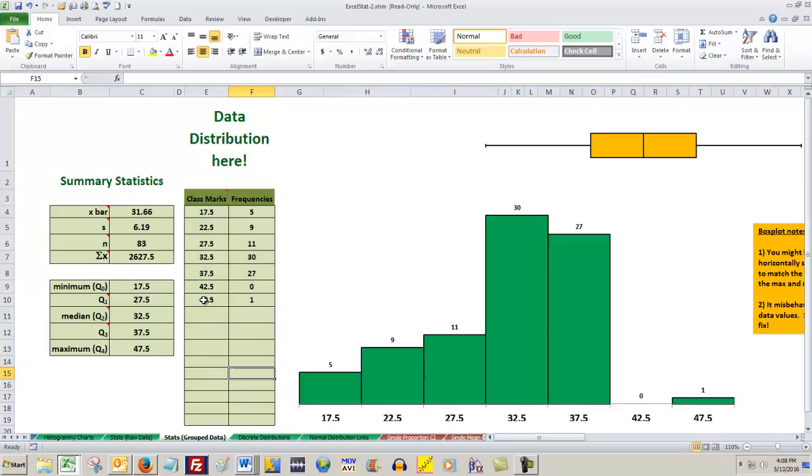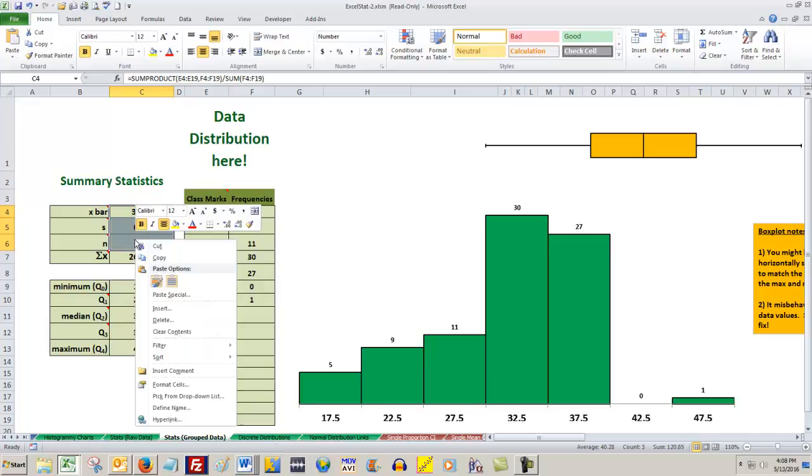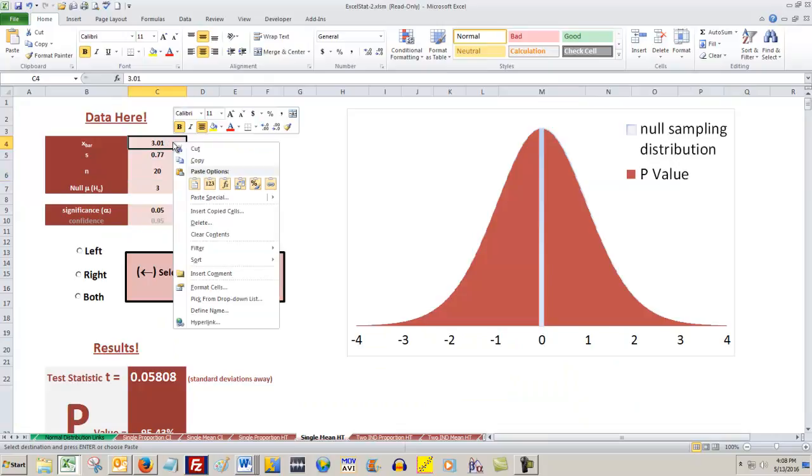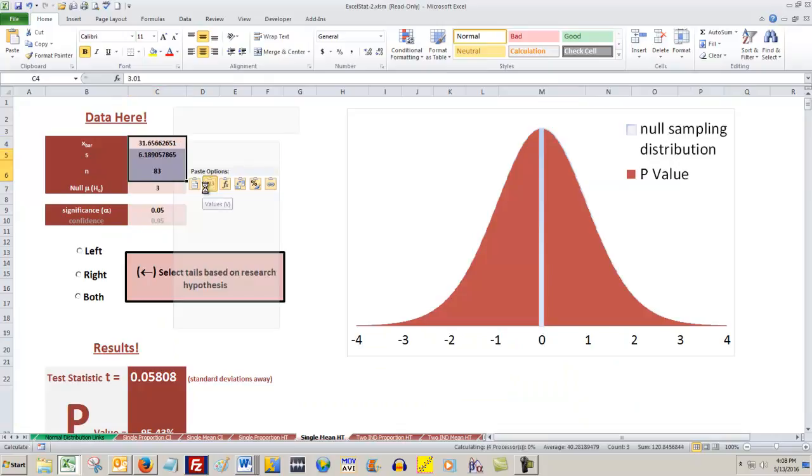So we've got everything transformed into the midpoints here, the frequencies here. And if you look over here, you can see that, yes, the average is indeed 31.66 with a plus or minus of 6.19. And there are 83 cars in the sample. Just like we did back in the day, I'm going to copy these over to the single mean hypothesis test area. Paste it in just like we did back in the day.